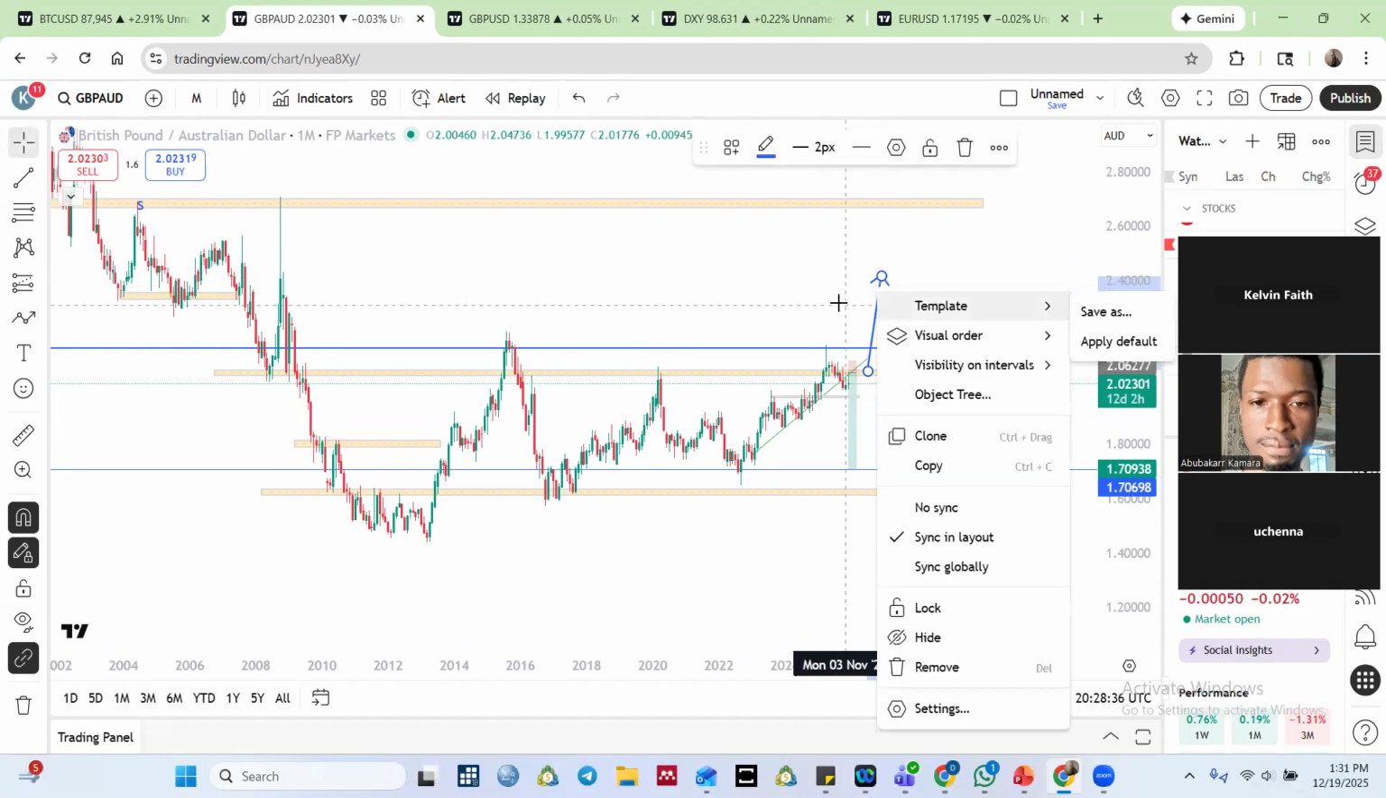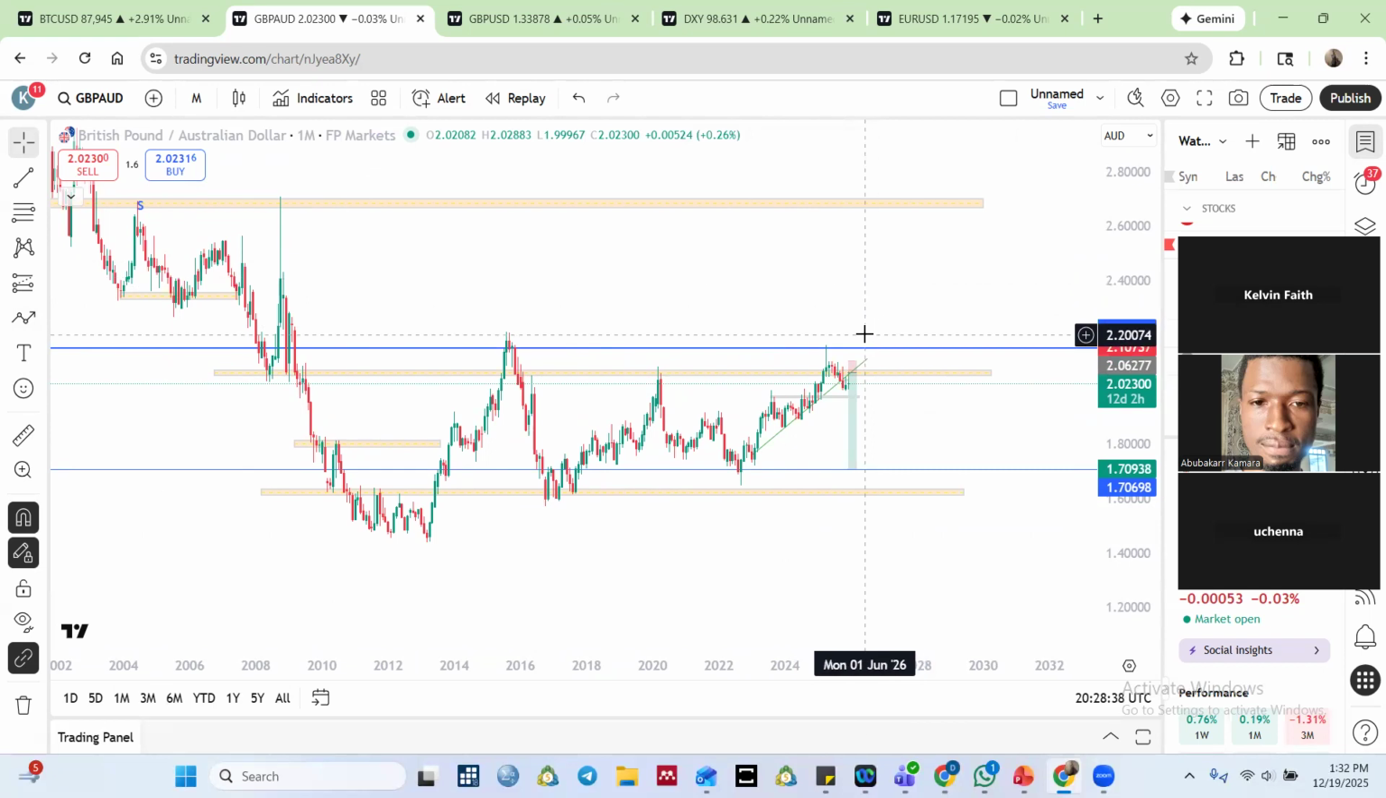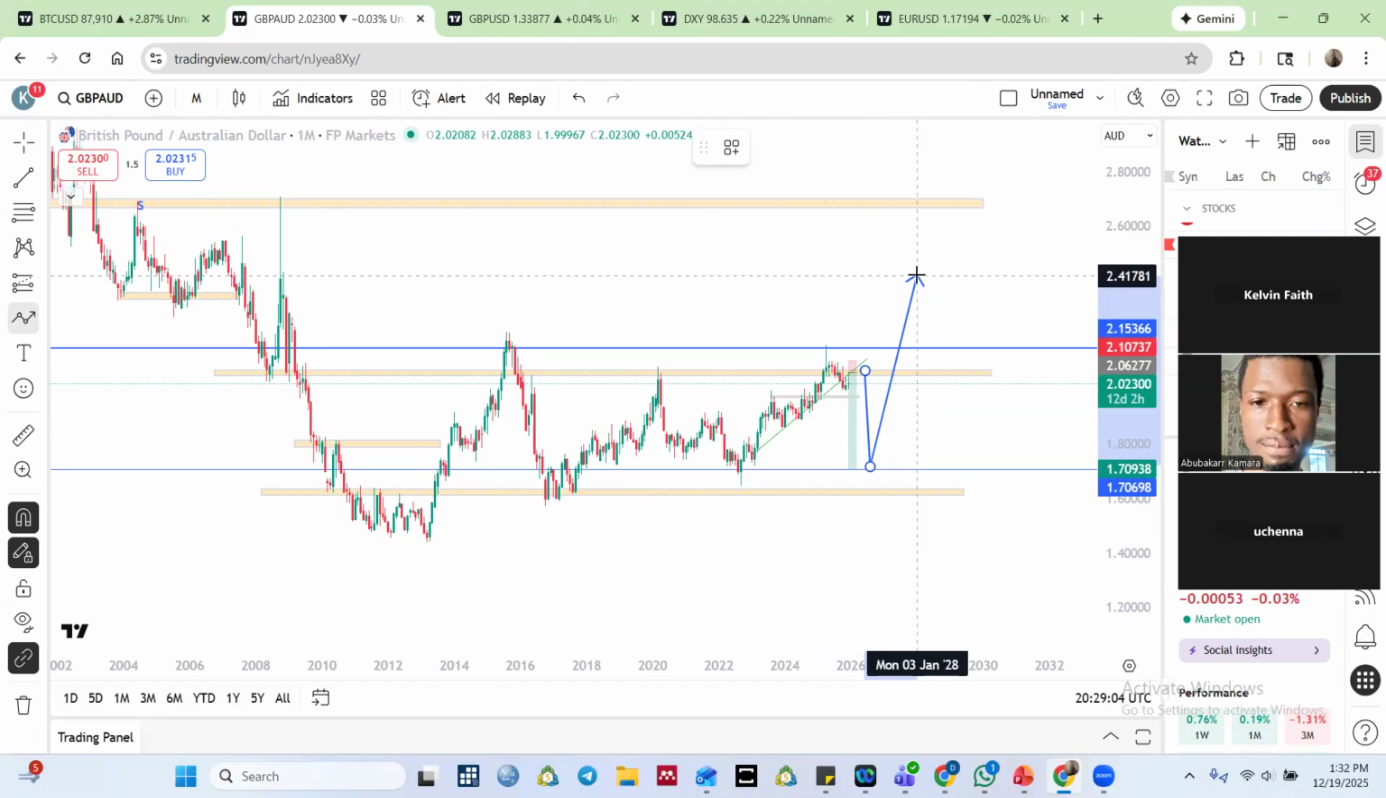Two, if we are not going to get a bullish break of structure yet, then the market might want to drop back into the discount zone. And that's why I am predicting the market should drop back into this area of discount. If it gets here and it's able to move up again and makes a new higher high, then the bullish market is now active.